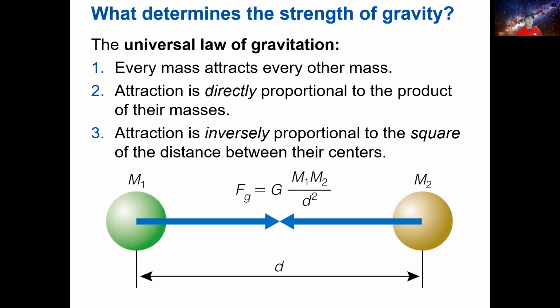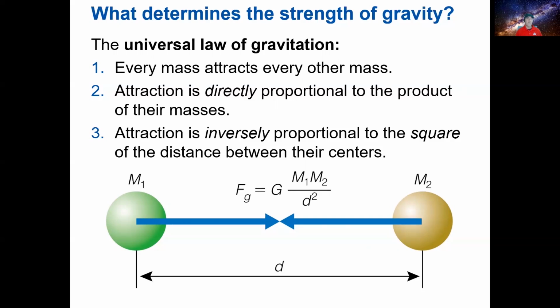The force of gravity can be expressed mathematically through Newton's universal law of gravitation. Three simple statements summarize this law. Every mass attracts every other mass through the force called gravity. The strength of the gravitational force attracting any two objects is directly proportional to the product of their masses. For example, doubling the mass of one object doubles the force of gravity between the two objects.